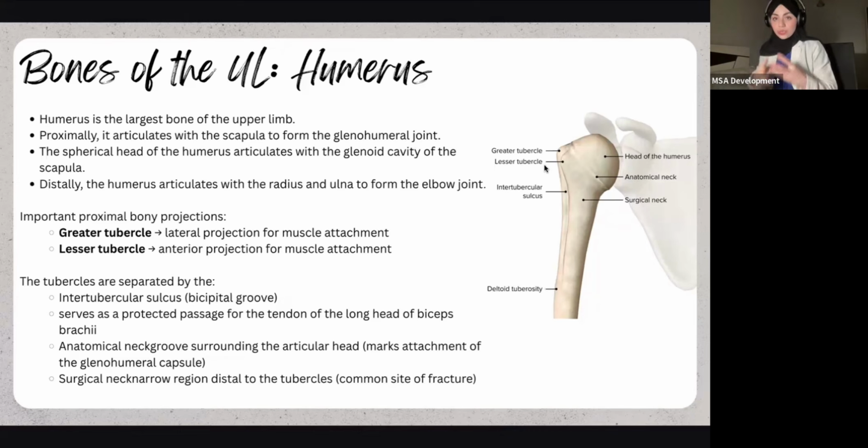Now, why does it matter which one is greater and which one is lesser? Because lesser, from its name, is going to be smaller, which means that it's going to be an attachment site of only one muscle of the shoulder muscles.